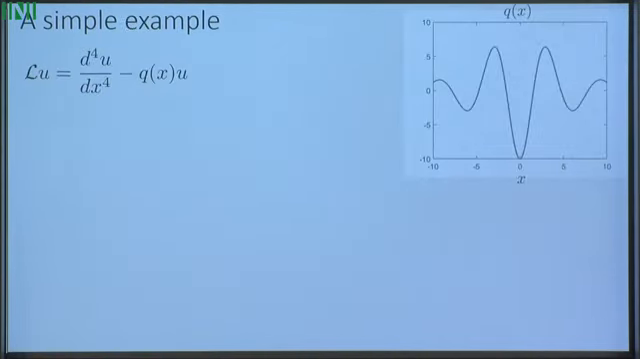Okay, so what does this look like in practice? This was one of the first things we did when we got it. We just thought, okay, let's throw some operators in there and see what we get.